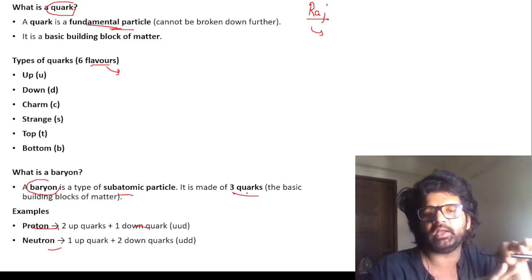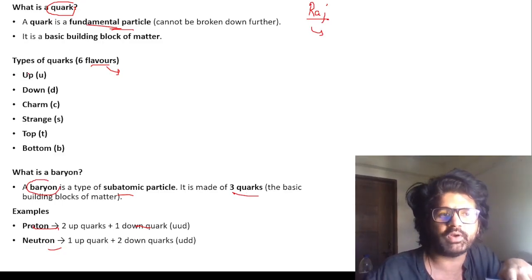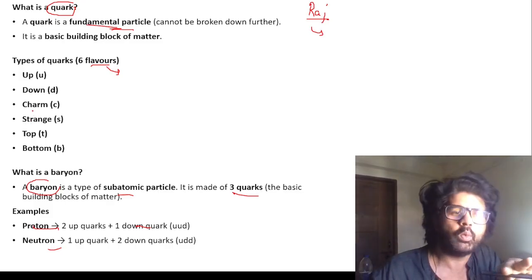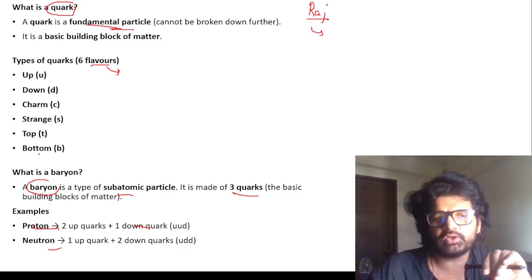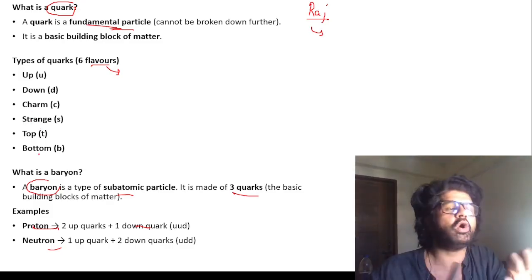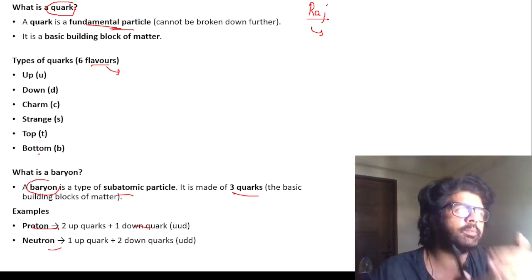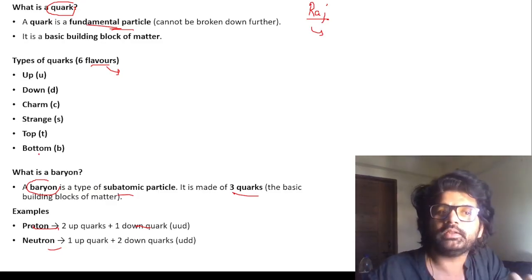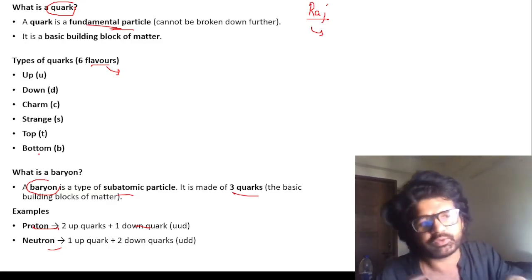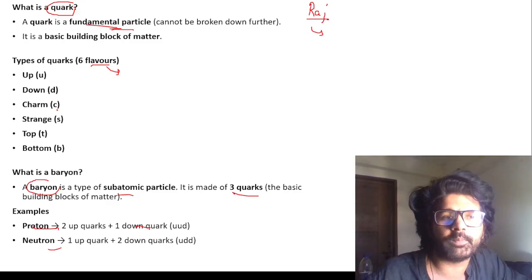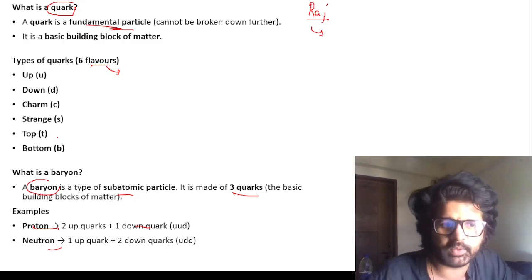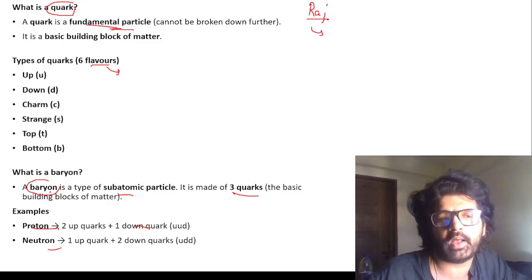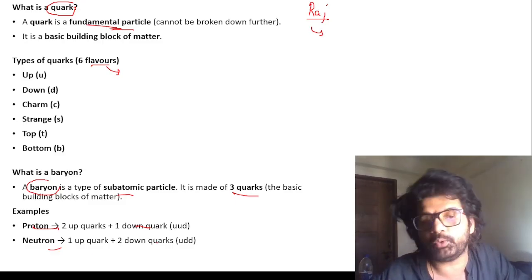These 3 quarks can be any permutation and combination: 1 up, 1 down, 1 charm; 1 down, 1 charm, 1 strange; 1 charm, 1 strange, 1 top. You can do the permutation and combination here. Hope you are understanding. Quarks are fundamental particles that cannot be broken down further, unlike the actress of Raj, and they are of 6 flavors: up, down, charm, strange, top, bottom. A baryon is made up of 3 quarks in different combinations. Protons and neutrons are types of baryons: a proton is 2 up and 1 down, a neutron is 1 up and 2 down.